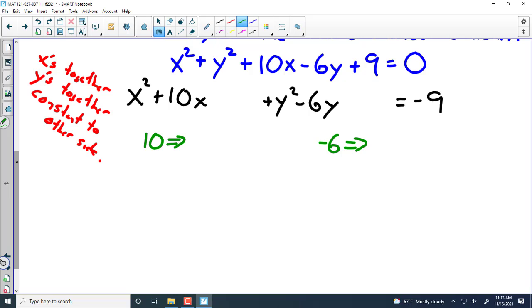All right. Take this number 10 right here. Cut it in half. What's half of 10? 5. Now square that. What's 5 squared? 25. Take the negative 6. Cut it in half. What's half of negative 6? Negative 3. Square that for me. 9. So what you do is you half it, then you square it.